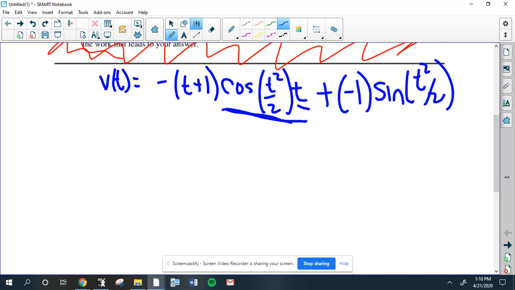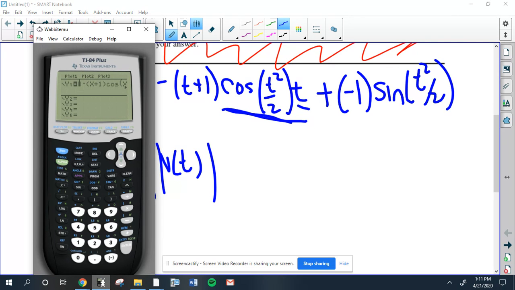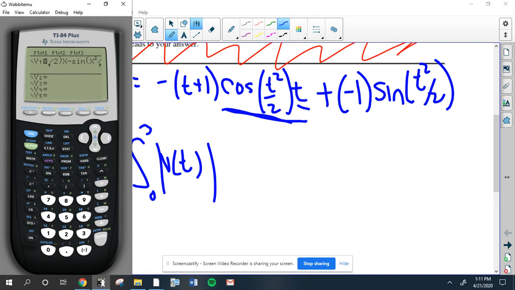So now I'm going to integrate this velocity, the absolute value of the velocity, from 0 to 3. So on the calculator, hit the absolute value. I didn't simplify because why bother? Let my calculator do all the work. So I basically just typed it in exactly how I wrote it with the derivative.